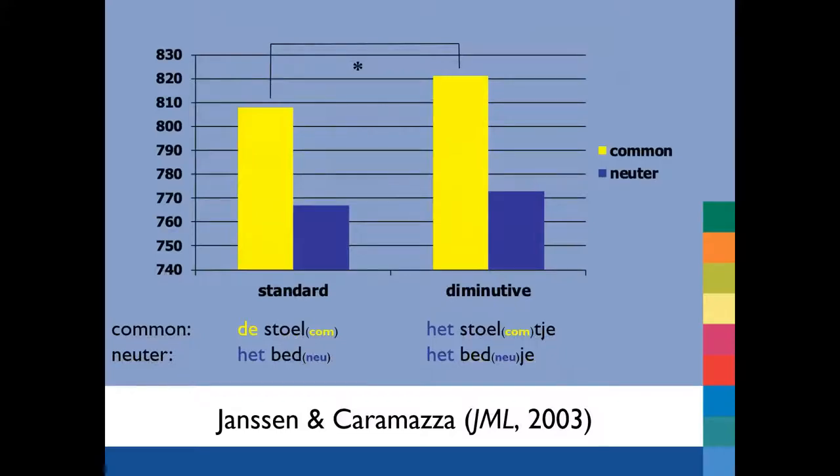And this effect that I've just shown you may remind you of an effect that was found by my colleague Niels Schiller and Alfonso Caramazza a long time ago, where they had people produce just pictures without a distractor word. So they had people produce either the chair or the small chair, versus the bed compared to the small bed. And what they found was that the reaction time increased in both conditions for the diminutive, but it increased much more for the common gender nouns, because these words now had to switch articles, right? So there was a competition going on, according to them, when people had to select the article, whereas this was not the case for the neuter gender word. So it's very comparable to that.